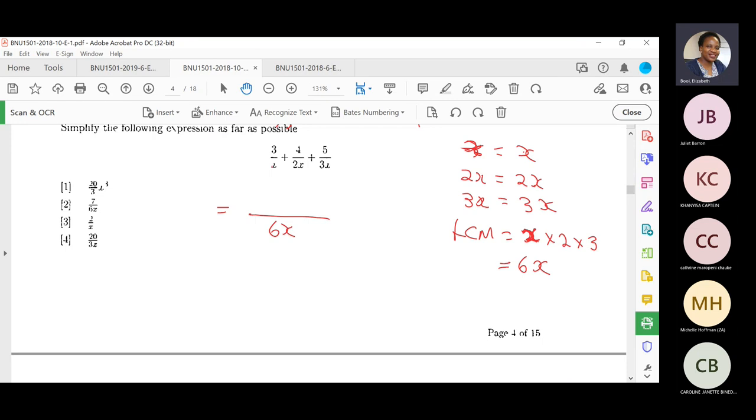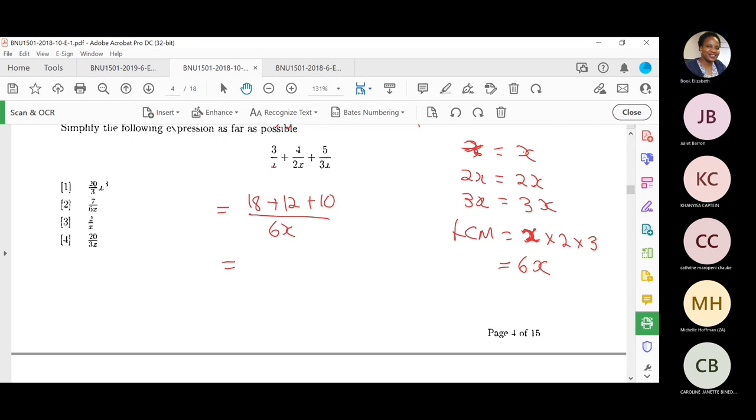x goes how many times into 6x? It goes 6 times, 6 times 3, 18. 2 goes how many times into 6? It goes 3 times. 3 times 4 is 12. Because already x will cancel out. 3 goes how many times into 6? It goes 2 times, 2 times 5 is 10, and x will cancel out.